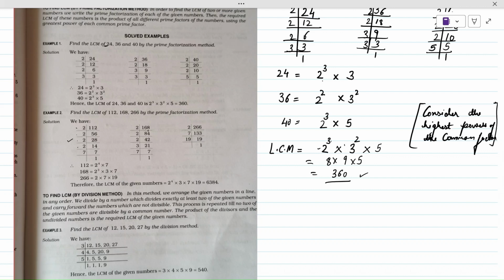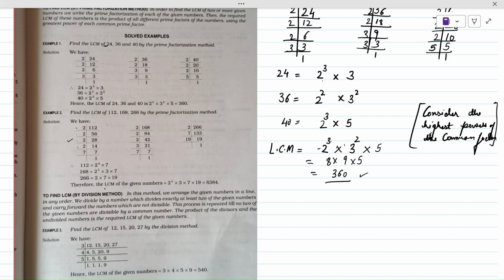Similarly, we have to find out the prime factors of 168 and they are 2 raised to the power 3 multiplied by 3 multiplied by 7, right? Because 3 and 7 are coming one time only. And the last we have 266 and the factors are 2, 7 and 19, all with the power of 1 only.